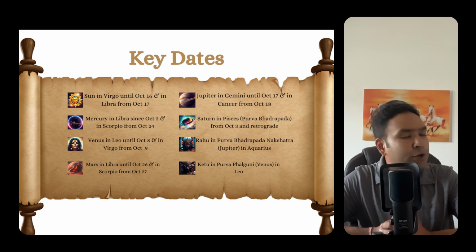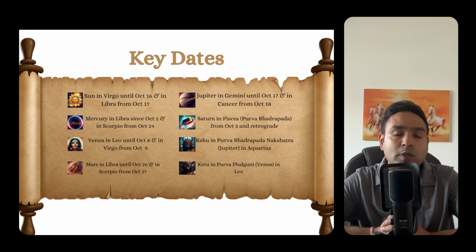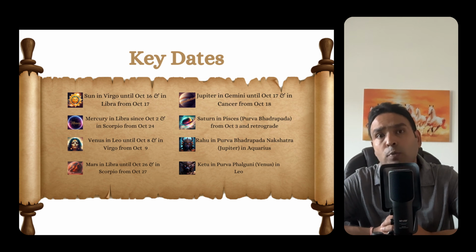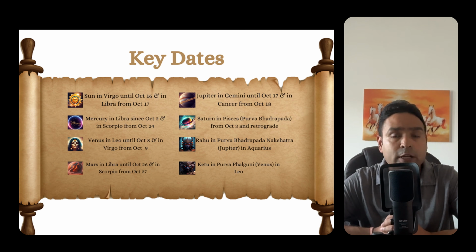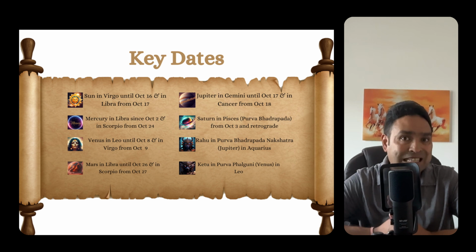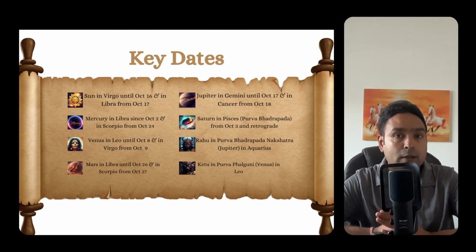Now, guys, as you can see on your screen here, Sun is going to be in the sign of Virgo until October 16th. And from October 17th onwards, it is going to be coming into its sign of debilitation in Libra. Mercury is already in the sign of Libra from October 2nd onwards, and it will move into the sign of Scorpio from October 24th onwards. So it's going to see a dual shift in this month.